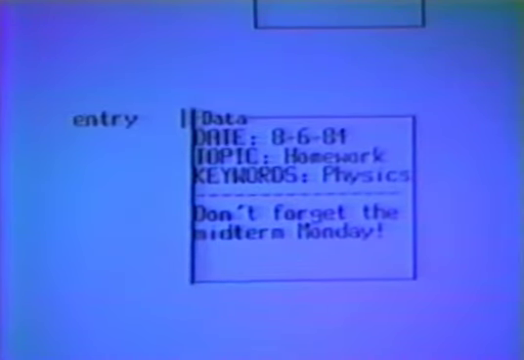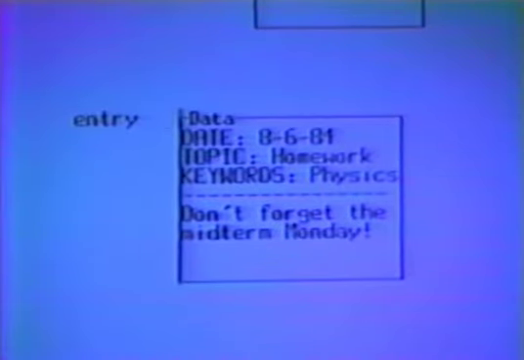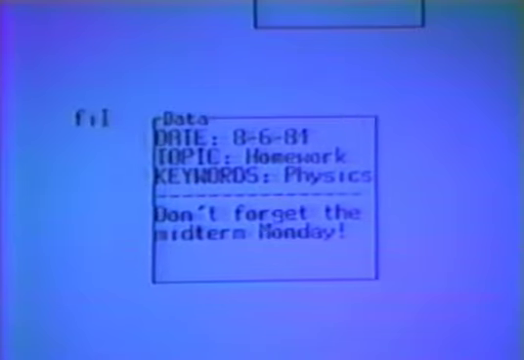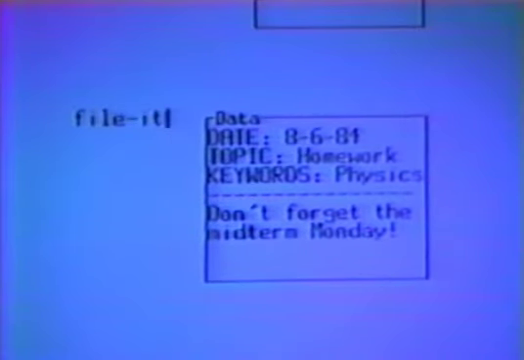The second operation files the entry. It's called file. This inserts the entry into the chronology box.